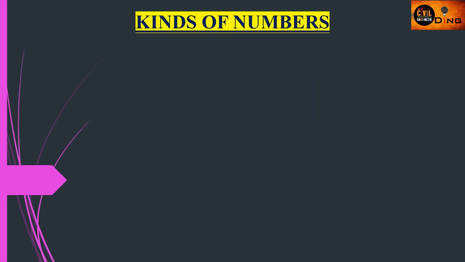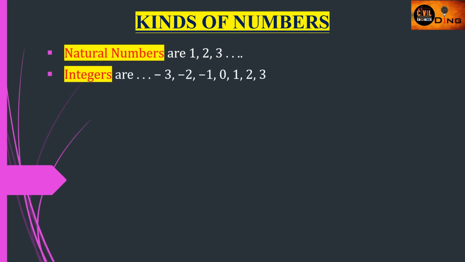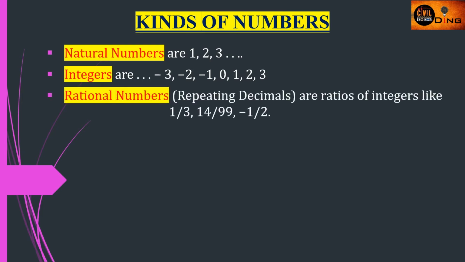Kinds of numbers. Natural numbers are 1, 2, 3, and so on. Integers are negative 3, negative 2, negative 1, 0, 1, 2, 3, and so on. Rational numbers or repeating decimals. A ratio of integers like 1 over 3, 14 over 99, or negative 1/2. Meaning, gaya ng 1 over 3, ang equal niyan ay 0.333333333. Sample siya sa repeating decimals.